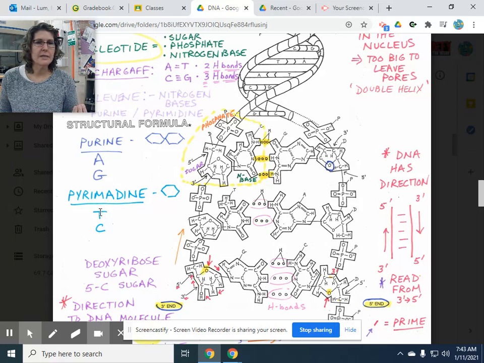Uracil is just going to replace thymine. It does everything thymine does. It's still a pyrimidine, a single ring structure. It's still going to bond to adenine with 2 hydrogen bonds in it. It's found in RNA. Thymine is found in DNA.